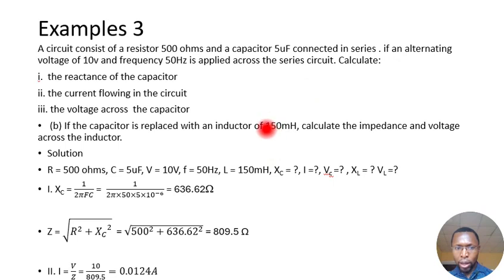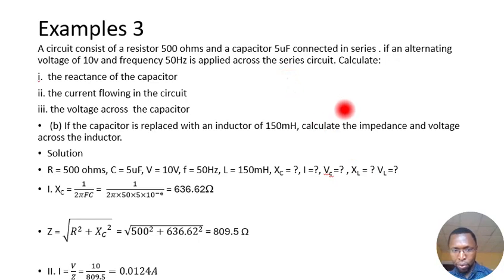All right, and then we have to look for the capacitive reactance, the first one. We are also supposed to look for the current flowing in the circuit, that's I. We have to look for the voltage across the capacitor, that is our VC. And then the second part of the question, if the capacitor is now replaced with an inductor, we have to look for the inductive reactance and then the voltage across the inductor. Okay, so these are the things given to us in the question.